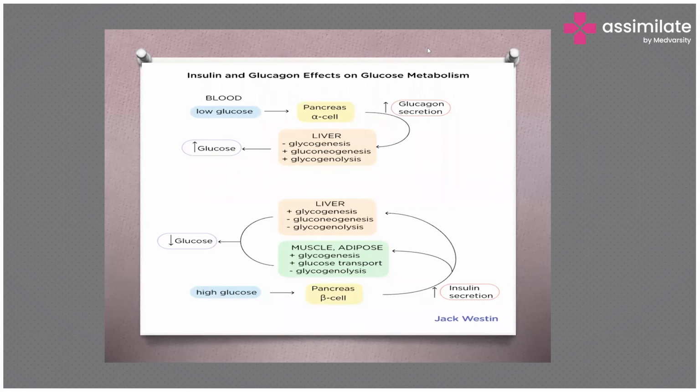So its main function, which is the glucose uptake. So this glucose transport, when we say, it is from the blood to the peripheral tissues, to the skeletal muscles and the adipose tissue. This is the main defect.